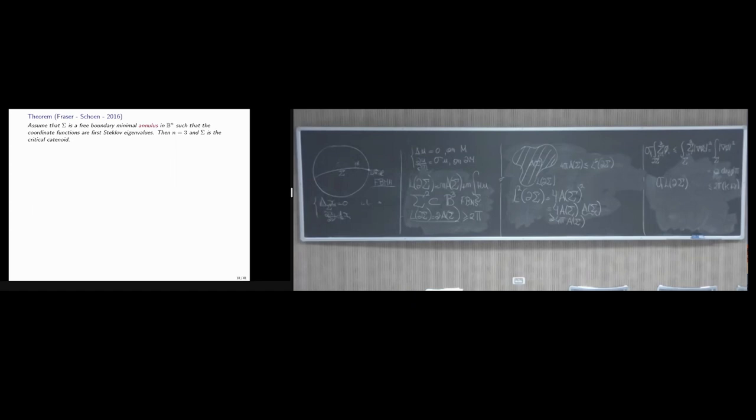You see here that the first problem that I showed you is an open problem now, the catenoid conjecture, right? So let's move on. Fraser and Schoen proved that if you have a surface that is a free boundary minimal annulus in the ball, and this is important, such that the coordinate functions are first Steklov eigenfunctions, then the dimension of the ball is equal to 3 and Sigma is a critical catenoid. So you have here a result about the critical catenoid and a result about the Steklov problem, right?